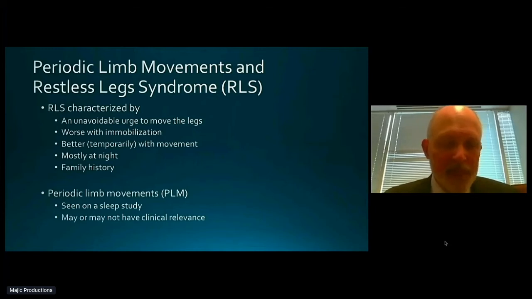Periodic limb movements, I'm not going to spend a lot of time, but these are just kind of every 20 or 30-second leg jerks.